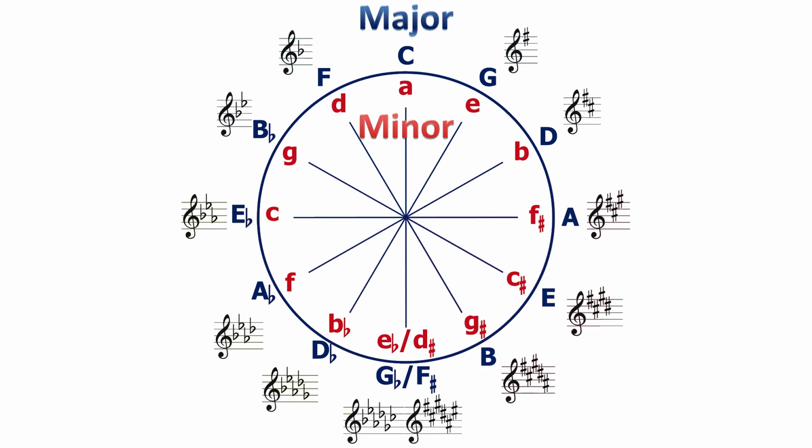D flat major gets five flats on B, E, A, D, and G, so the D flat major scale is D flat, E flat, F, G flat, A flat, B flat, and C. And finally we have G flat major, which gets six flats on B, E, A, D, G, and C, so G flat, A flat, B flat, C flat, D flat, E flat, F.